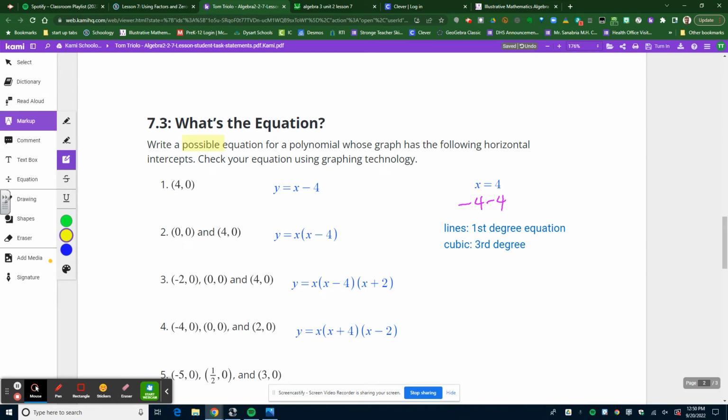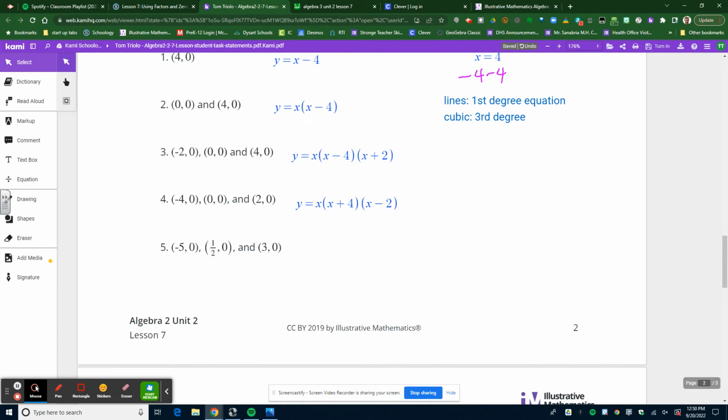That means there can be more than one, right? So if I wanted to get fancy with any of these, what could I do in front of any one of these equations? Throw in a number. Any old number you want. Because what happens to the x-intercepts? They don't change. What's going to happen to my y values? They're going to go crazy if I put something that big in there.